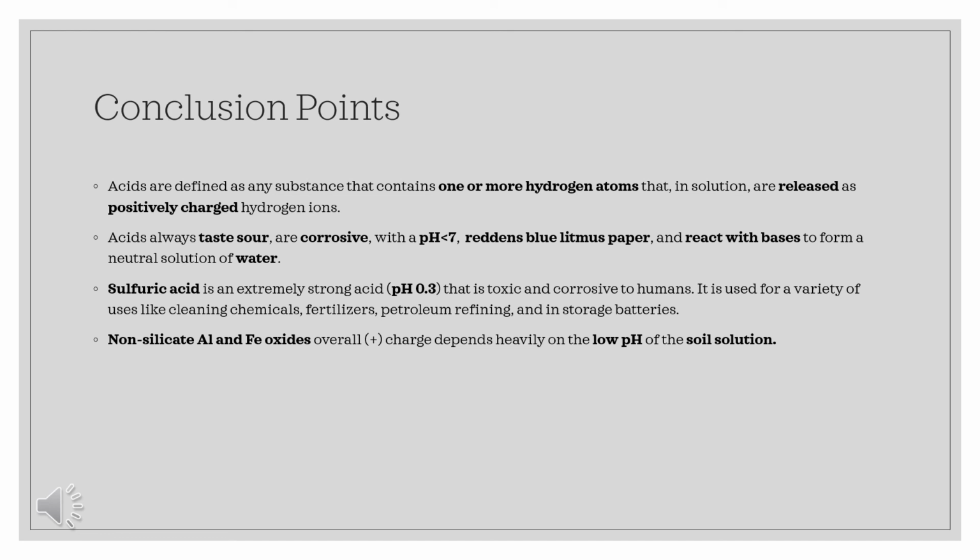Sulfuric acid is an extremely strong acid with a pH level of 0.3. It is used in cleaning chemicals, fertilizers, petroleum refining, and in storage batteries. And non-silicate aluminum and iron oxide's overall positive charge depends heavily on the low pH of the solution.